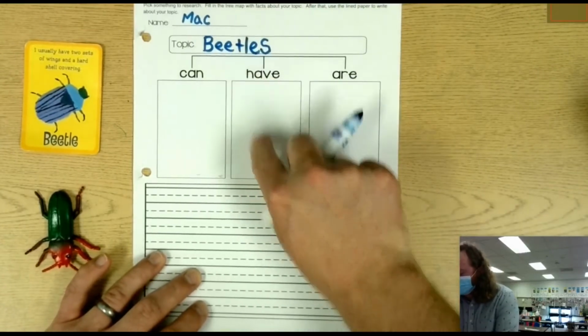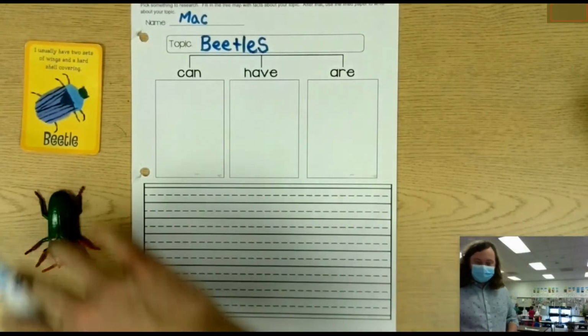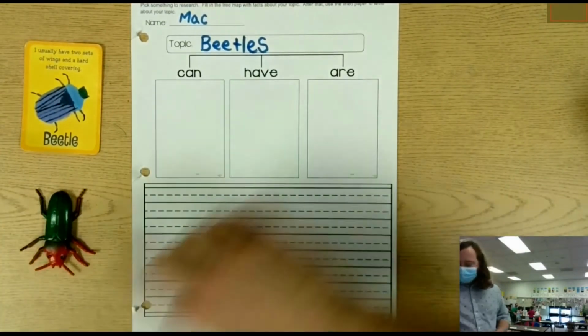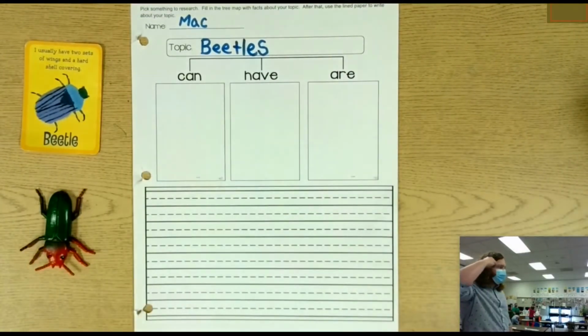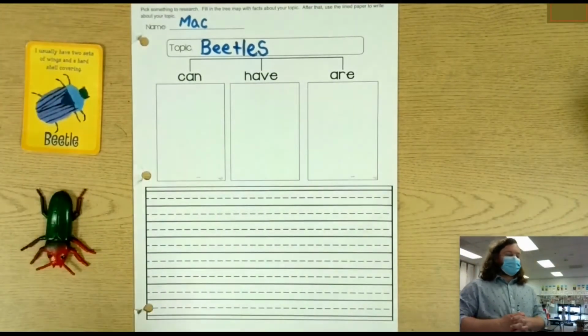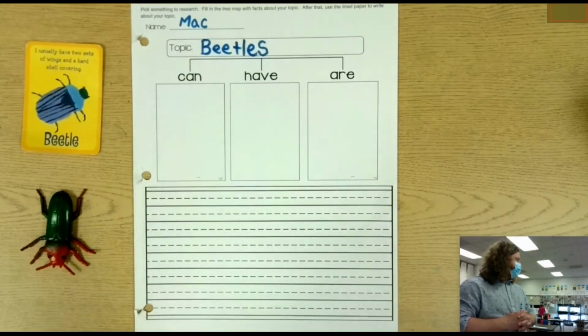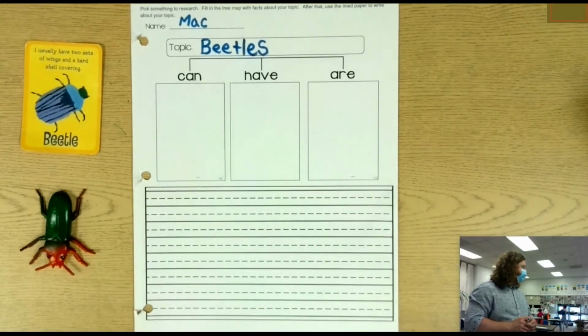Beetles have. Beetles are. So now this is a chance for us to brainstorm and think about beetles can. What can beetles do? Put your finger on your head and think about a thing that beetles can do. And when you're done, put your hands together in your lap like this. And what can beetles do? I see Zoe has her hands in her lap. What can beetles do? They can roll big balls.